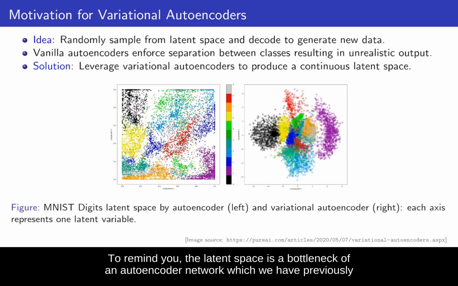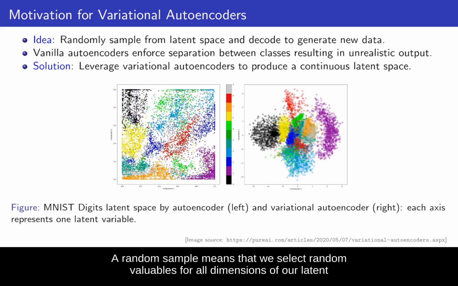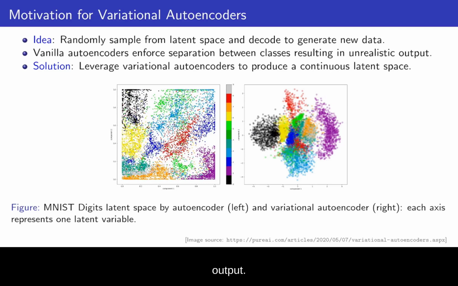To remind you, the latent space is a bottleneck of an autoencoder network which we have previously shown in red and denoted as H in the previous chapters. A random sample means that we select random variables for all dimensions of our latent space and then apply the decoder part of the autoencoder to obtain a human understandable output.